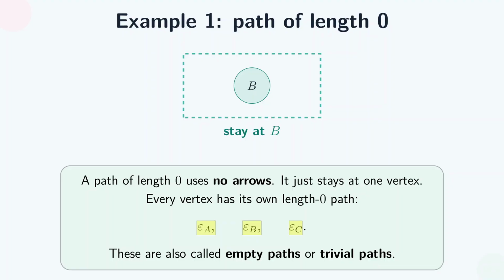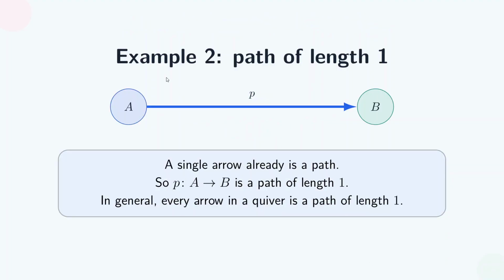Next, let us move to paths of length 1. A path of length 1 is just a single arrow. So if we have an arrow P going from A to B, then P itself is already a path. It starts at A and ends at B, and its length is 1 because it uses exactly one arrow. This is the next simplest kind of path after the length 0 paths.